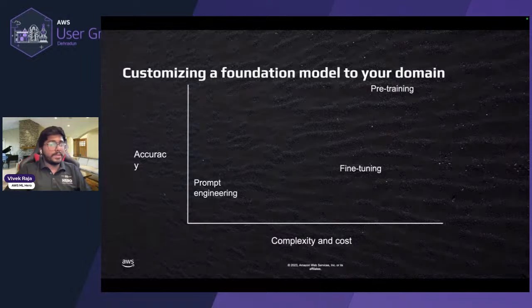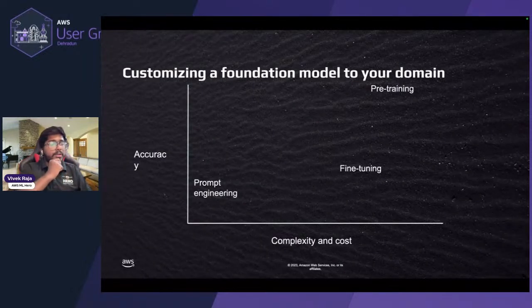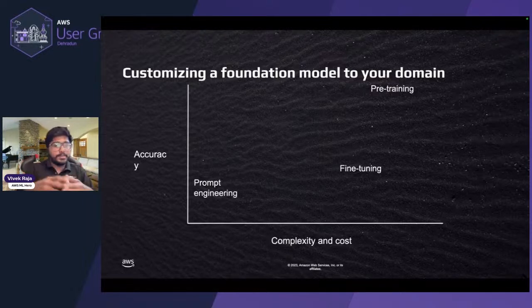So now comes an interesting part. We spoke a little bit about prompt engineering, we spoke about pre-training, and we spoke about fine tuning. What is the difference between all three, and how does it really affect your enterprise or use case as well? Okay, so the complexity and the cost as well as accuracy.